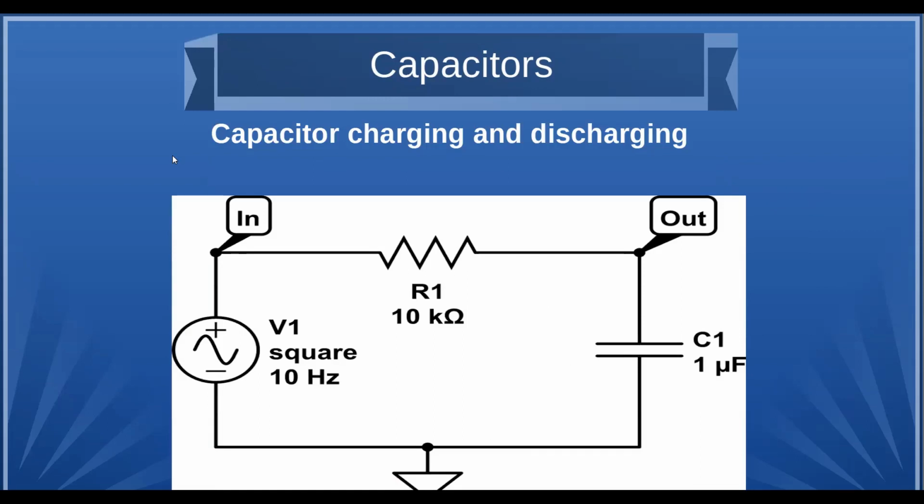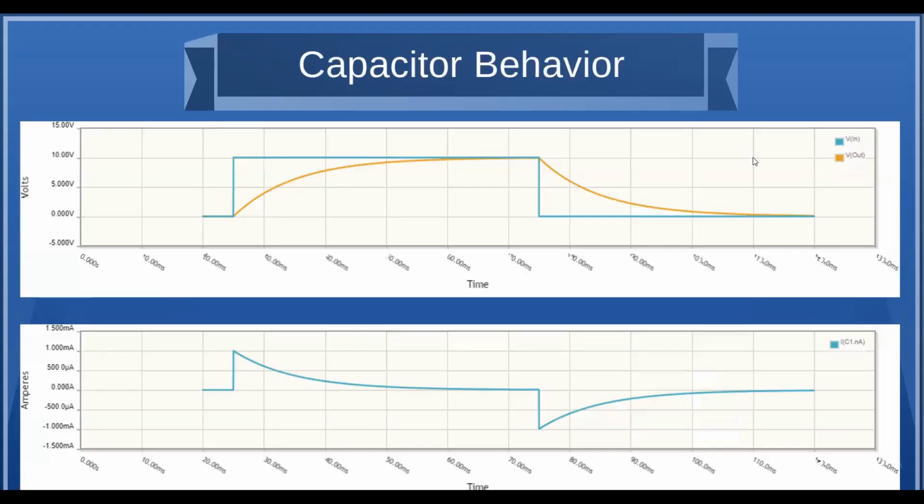Okay, here's a typical circuit. I'm going to show how we charge and discharge a capacitor. I've got a 10 hertz square wave coming in through this resistor just to limit the current a little bit, and a 1 microfarad capacitor. So when we simulate that, the blue line is our square wave, which is going from 0 to 10 volts. And if you see, the yellow line is the voltage across the capacitor. So it starts at 0 and it slowly charges up.